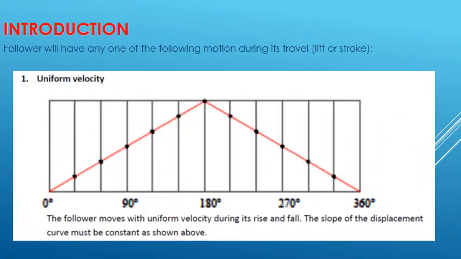Right, so let's look at some of the motions during its travel. One was dwell, we have already discussed that. When you are doing dwell, it will be just a horizontal line like this. You can follow my laser there. Now if the follower moves with uniform velocity during its rise and fall, you are going to use one diagonal sloping line, but it has to be a straight line, right? That's what uniform velocity means.